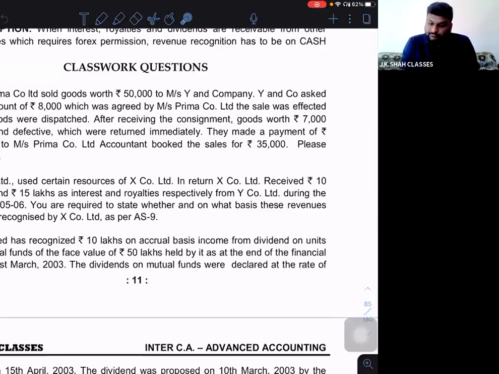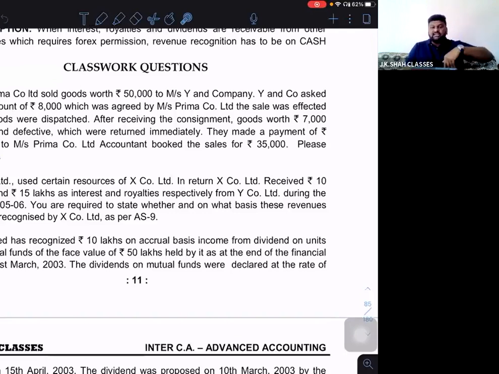What it says, the payment of 35,000 was made to Prima Company Limited. So obviously, sir, 50,000 was the selling price, 8,000 was the discount, and 7,000 is sales return. So 8 plus 7, 15,000. So out of 50, 15,000 is gone. Net 35,000 payment is made. Right? But what did the accountant do? The accountant booked the sales for directly 35,000 only. Please discuss. So can I say technically he is wrong?